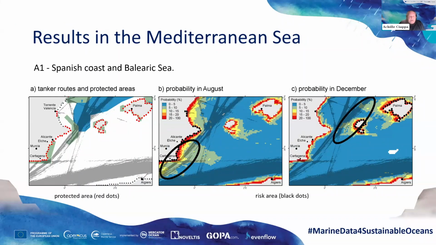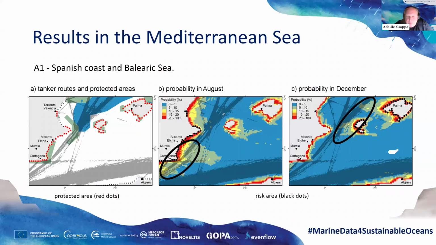This is the Spanish coast, and you can see the difference between summer in August and in December. The probability that is shown in figure B and C is the beaching probability for an oil spill. And so in light green is shown the probability higher than 5%. And you can see the difference.